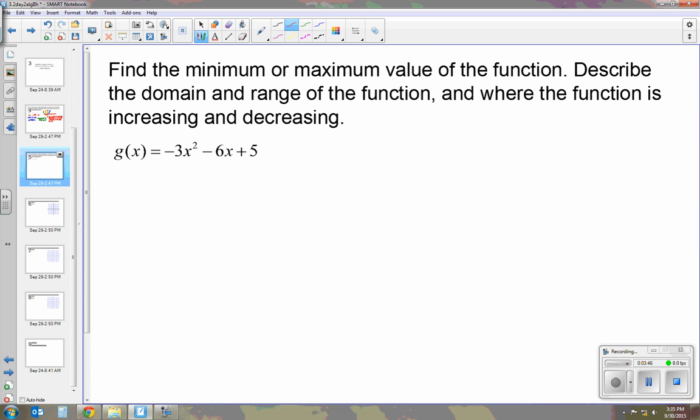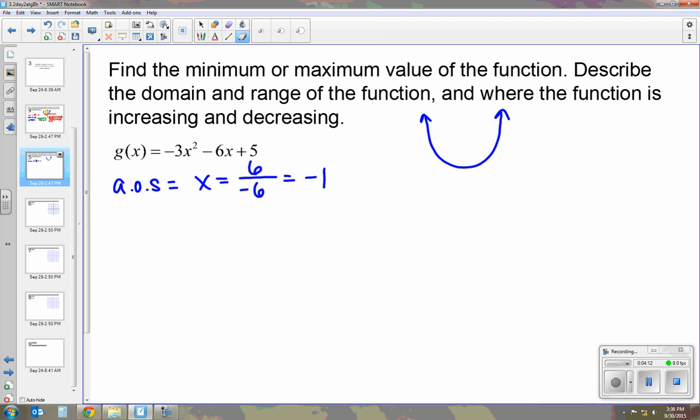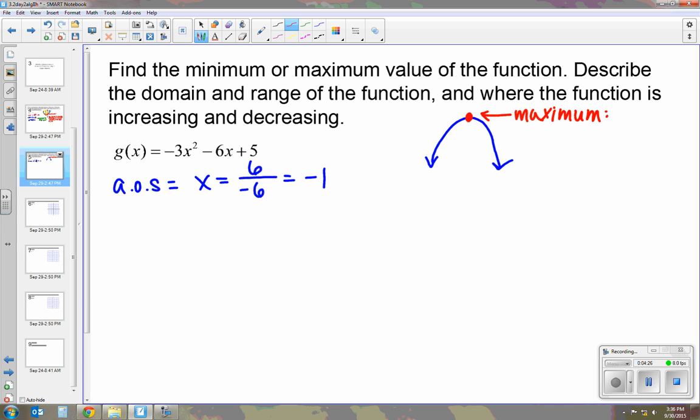Okay, this is the same thing, just a different function. We have g of x equals negative 3x squared minus 6x plus 5. So what we have to do is find the axis of symmetry, which is x equals negative b over 2a. So this gives us a negative 1. Oh, and this is going to be actually opening downward because our leading coefficient is negative. Be careful on that one. And so for this one, we're going to be talking about the maximum. So we have to find the y value of the vertex for the maximum.